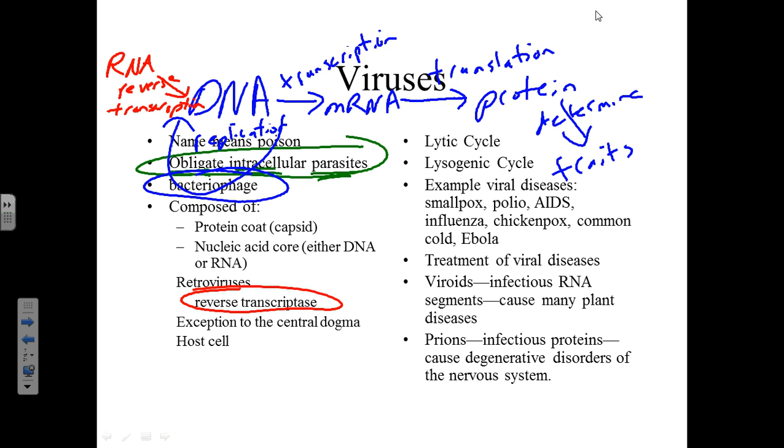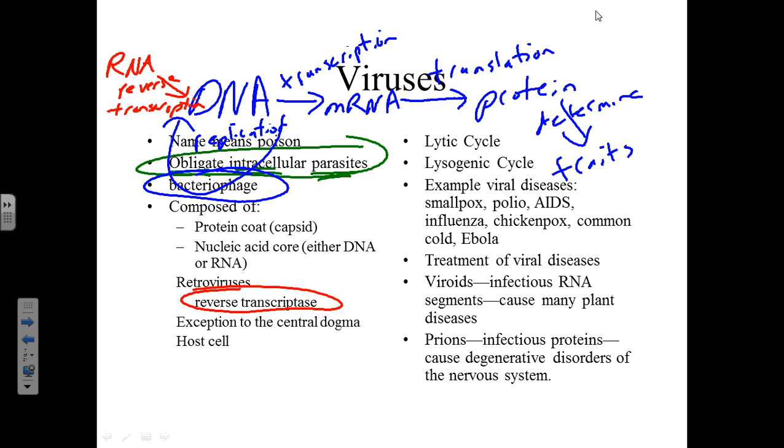Now, this next thing to me is even more scary than Ebola. These little things called prions. And they're just pieces of proteins that are infectious. No DNA, no RNA. Just self-replicating proteins. And notice what it says here. They cause degenerative disorders of the nervous system.